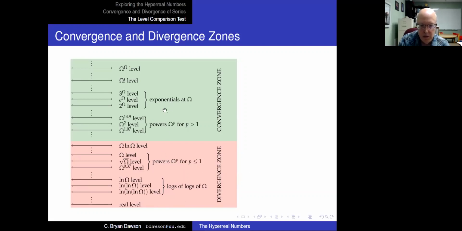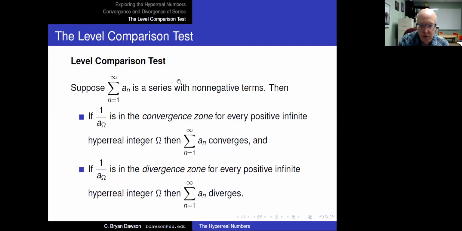So keeping this picture in mind, we have the level comparison test. If you give me a series with non-negative terms, all I have to do is take 1 over a sub omega, and if it's in the convergence zone, then for every one of these omegas, your series converges. In the divergence zone, then the series diverges. So it's a very simple test to apply.